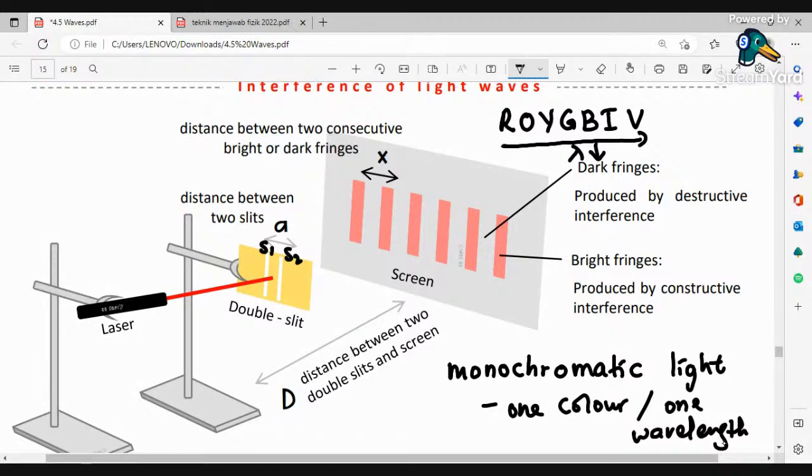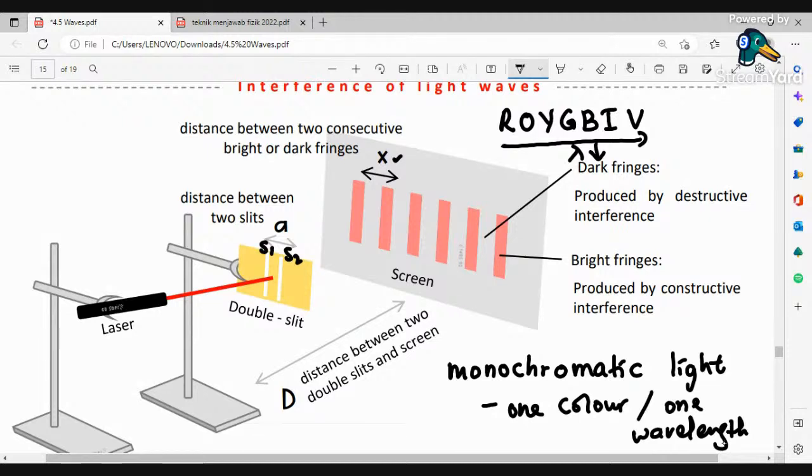If we use monochromatic red light, you can see this is the red band, red, dark, red, dark, and so on. The distance between two consecutive red fringes, we mark as X. The distance from the slit to the screen is D. We cannot see the point of intersection for the two waves because light waves we cannot see. For water waves, we can see the pattern using a ripple tank. For light waves, we cannot see. Same thing for sound waves. What you observe is the effect produced on the screen, which is bright and dark fringes.